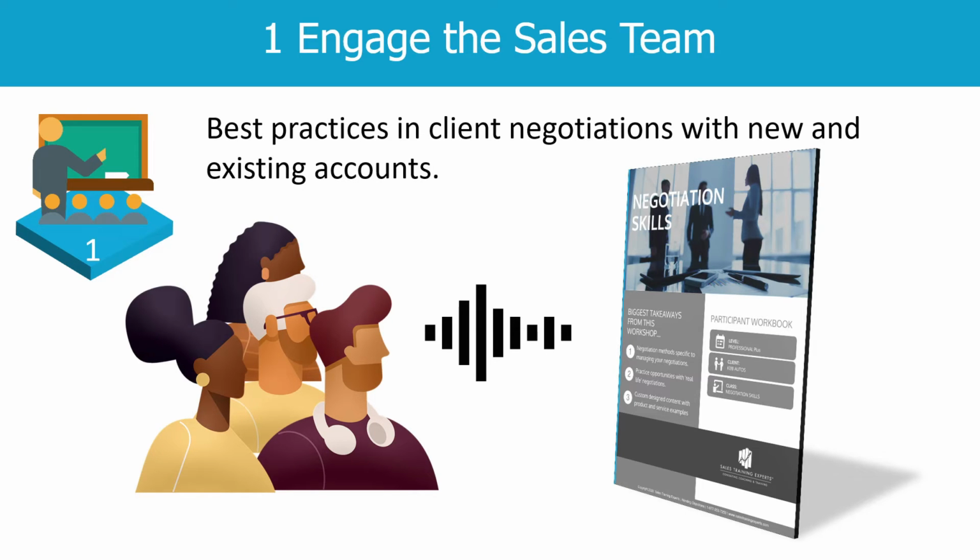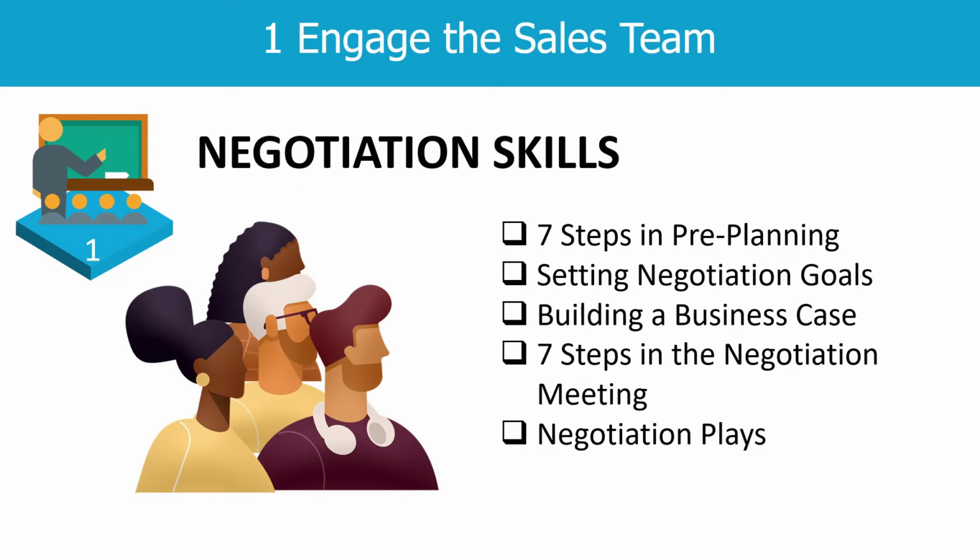Negotiation skills are different than skills required for handling objections. Negotiation skills are required when clients are committed to the purchasing process, but have objections to parts of the proposal that can't be handled through the objection handling techniques. So these important client objections, of course, need the skills of an effective negotiator. In this class, we cover the 7 steps in pre-planning, setting negotiation goals, building a business case, and the 7 steps in the negotiation meeting, along with negotiation plays. All of these things, of course, are very critical in the capacity building and skill building of a sales team.